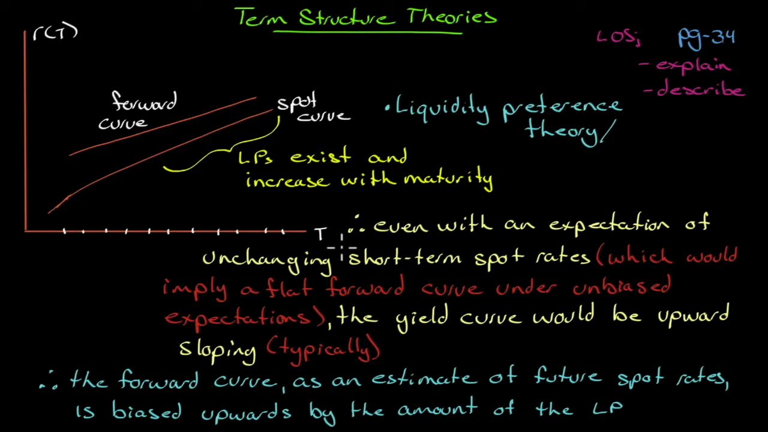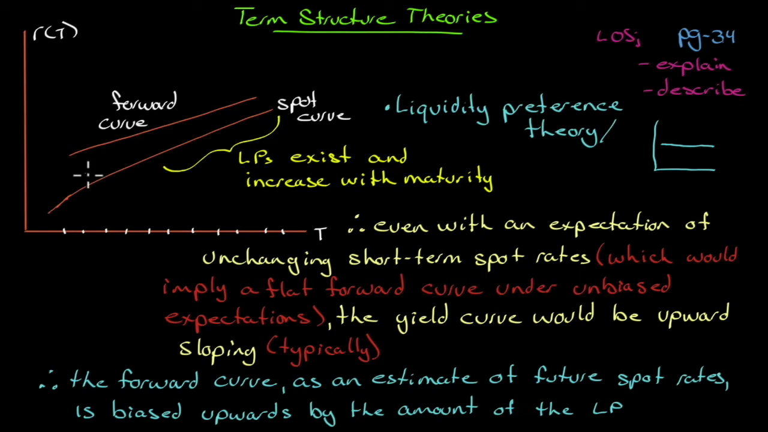Therefore, even with an expectation of unchanging short-term spot rates, what does that mean? If we have an expectation of unchanging short-term spot rates, it means we have a flat forward curve. And if the forward curve is derived from the spot curve, and the spot curve can be derived from the forward curve, we would have a flat curve altogether. So even if the market expects unchanging short-term spot rates, which would imply a flat forward curve under unbiased expectations, the yield curve would still be upward sloping.